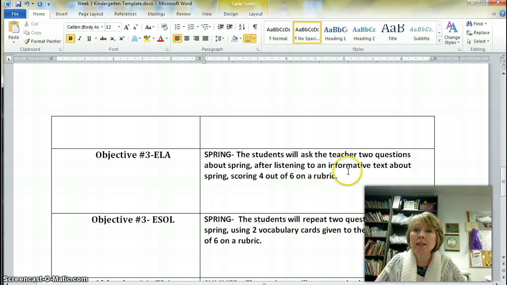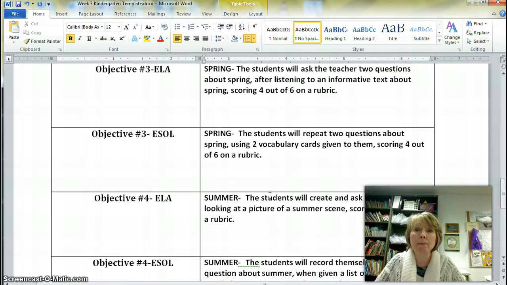The students will ask the teacher, this is for spring, 2 questions. Now this time the student is asking the teacher because the standards both said they could ask or answer questions. So the students will ask the teacher 2 questions about spring after listening to an informative text about spring, scoring 4 out of 6 on a rubric.